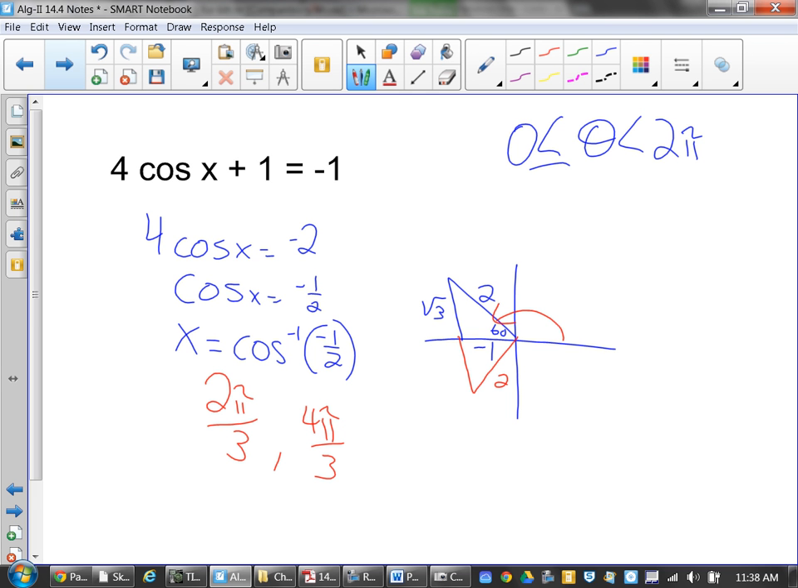So when we find our answer, like here it was 120, 2 pi over 3, we use the angle that it takes to get there. Yes, cosine is in the second quadrant, you're using that reference. It always takes to get there.